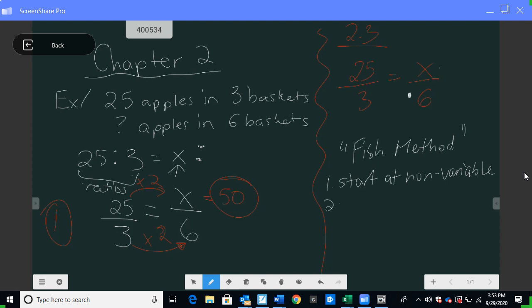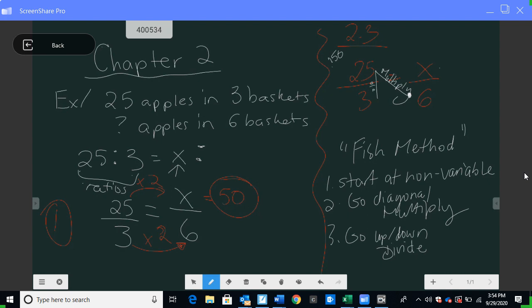Then my second step is I'm going to go diagonal, and when I get there, I'm going to multiply. So let's go diagonal from the 6 and multiply: 25 times 6 is going to be 150. Then our third step is we're going to go either up or down, depending on where we need to go, and we're going to divide. So I'm going to go down and divide. We multiplied 6 by 25, that gives us 150, and then we divide by 3, and we always finish at the variable. 150 divided by 3, that's going to give me 50. And that would be my answer.